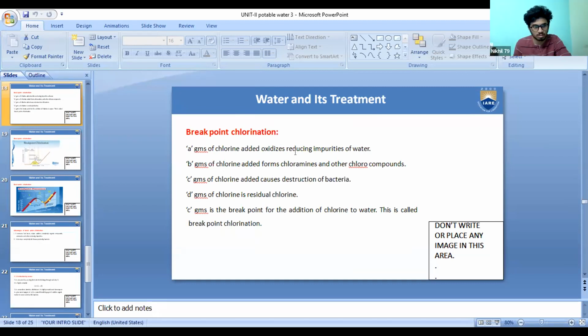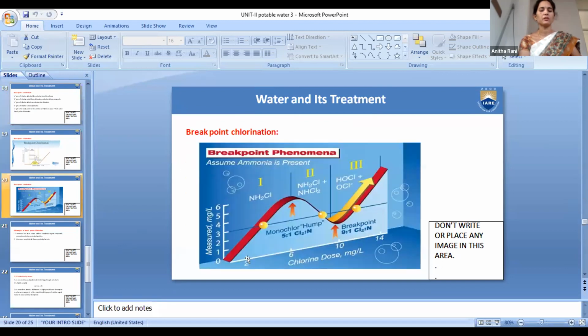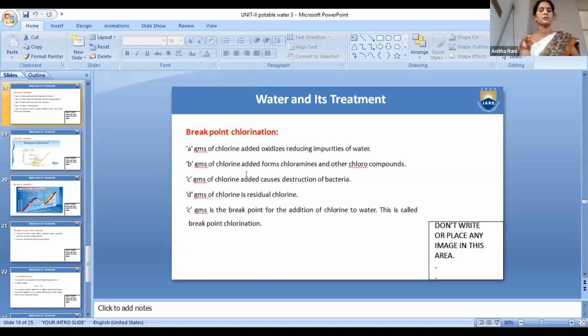It oxidizes all reducing impurities in water. When you are adding 2 grams of chlorine, what happens? When you are adding 2 grams of chlorine, for example, what happens in water?